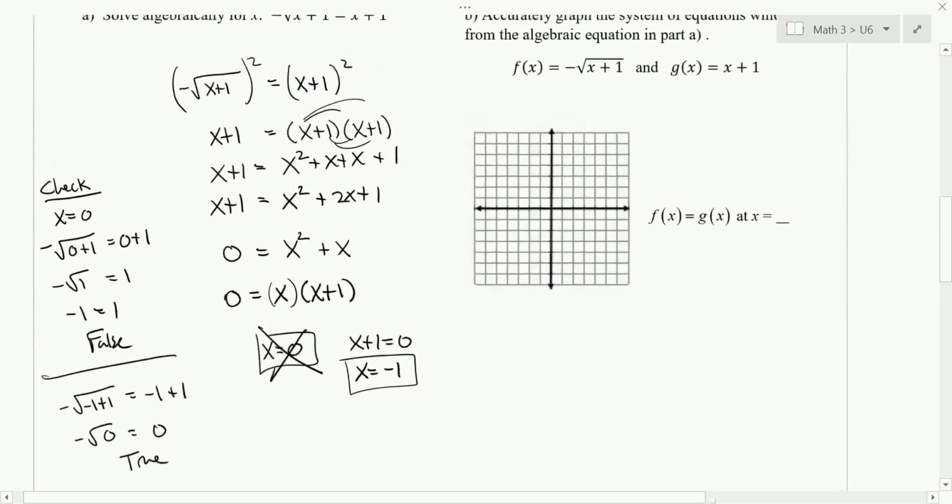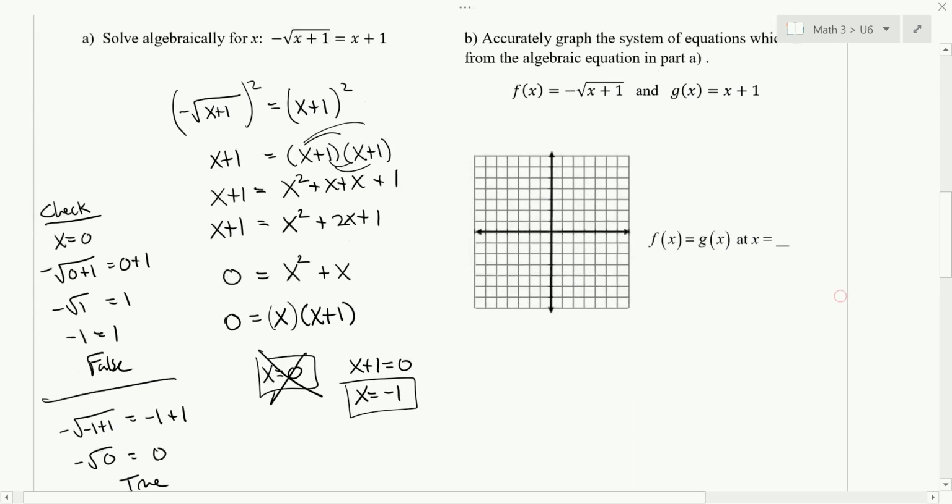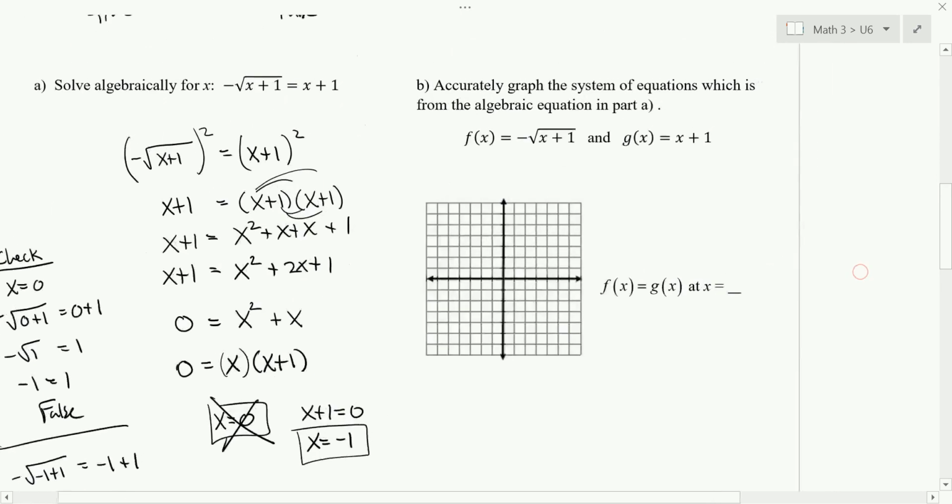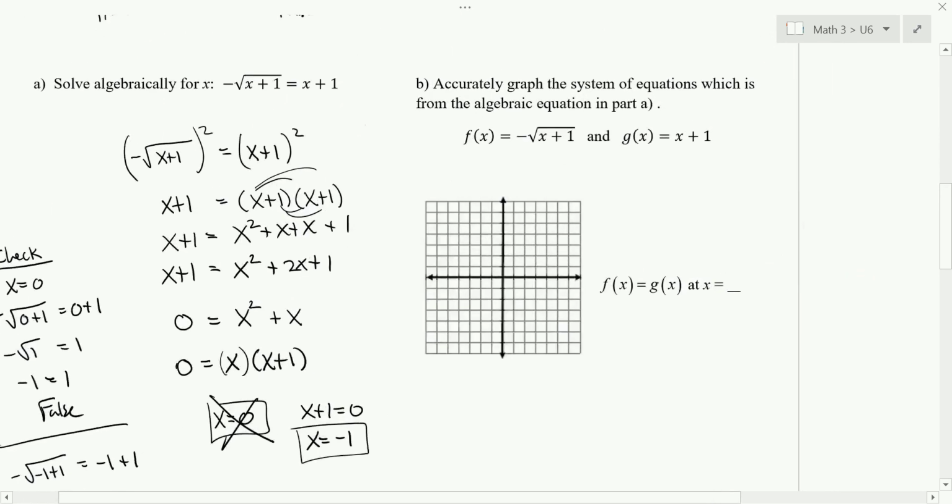So then we get to part B. We want to accurately graph the system of equations. And I'll start with g of x. It's a line with a y-intercept at 1 and a slope of 1. So 1 here, and I go up 1, right 1, or down 1, left 1. And that is g of x.